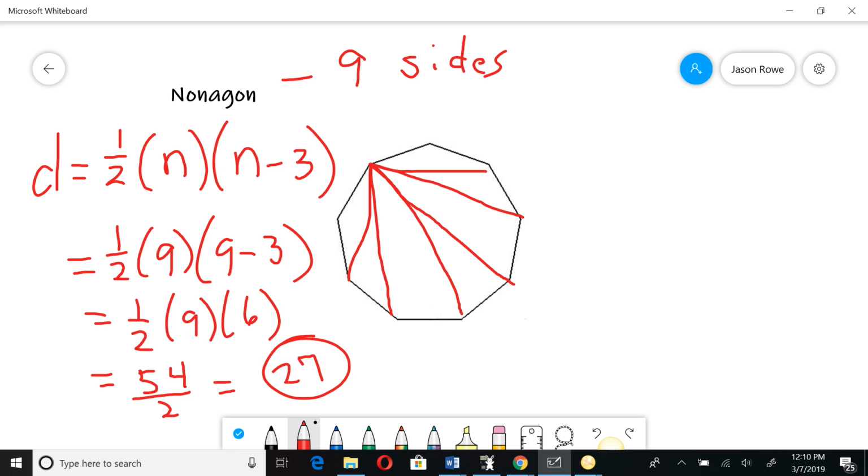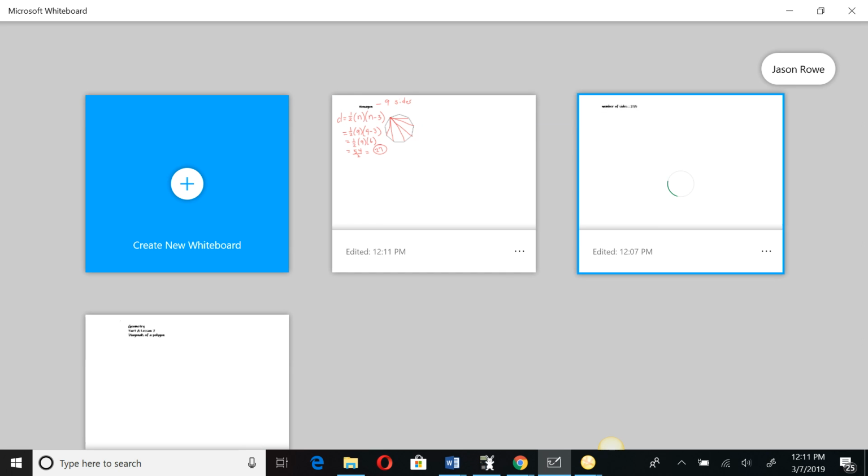So that's all I need to be able to do in order to find the number of diagonals. It's no kind of secret thing that you have to do. You don't have to sit there and count up every side of every figure. You just use this formula. So let's take a look at our next example.